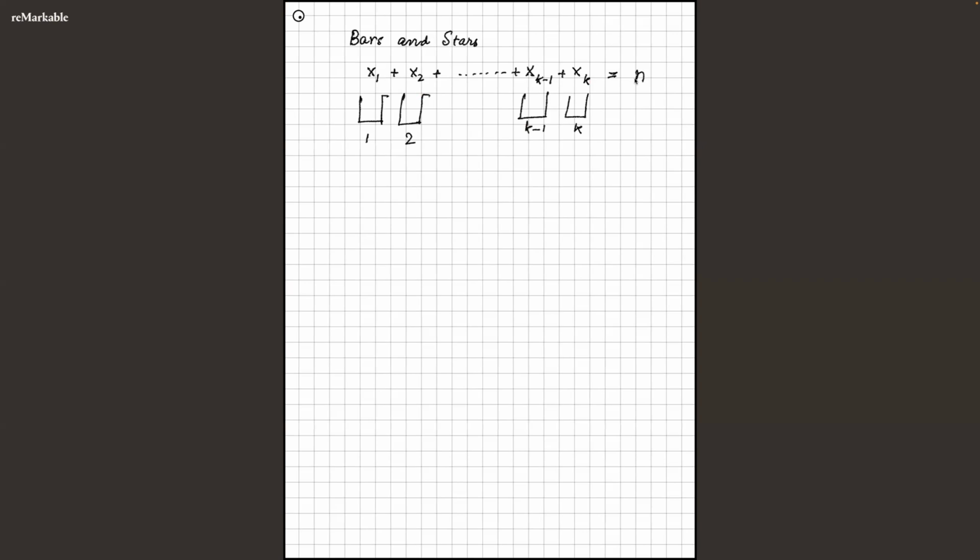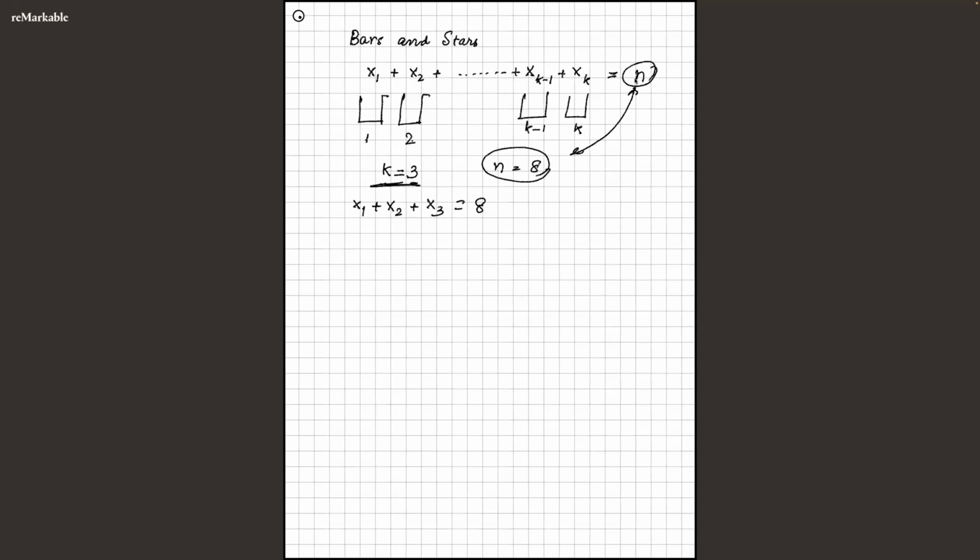So think of it. If k is equal to, say, 3, and n is equal to, say, 8, then what happens? We have x1 plus x2 plus x3. Remember, k equal to 3, that means there are 3 boxes, right? 1, 2, 3, equal to n equal to 8. We are saying x1 plus x2 plus x3 equals 8.